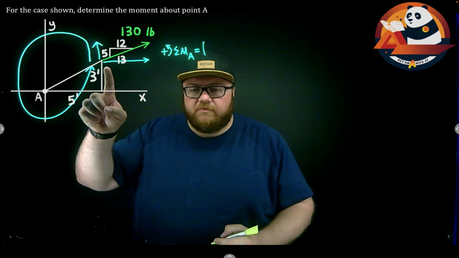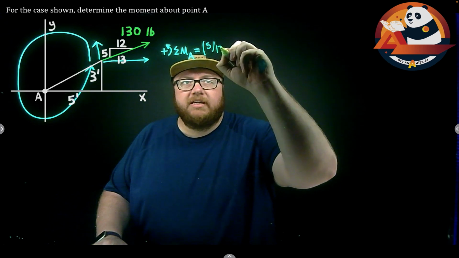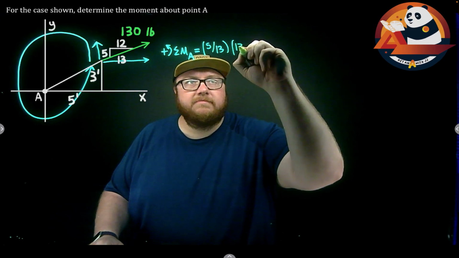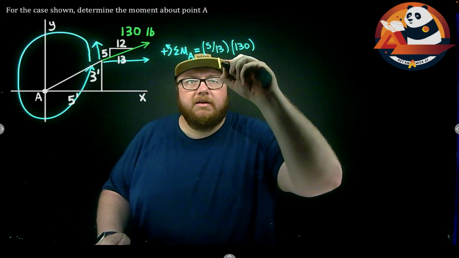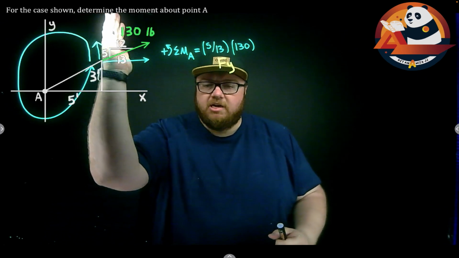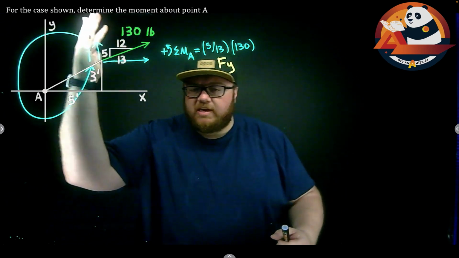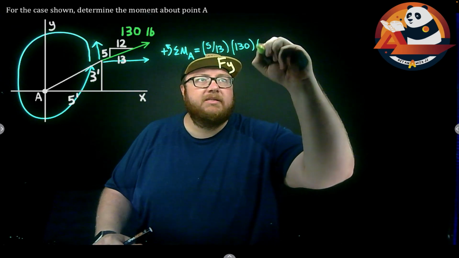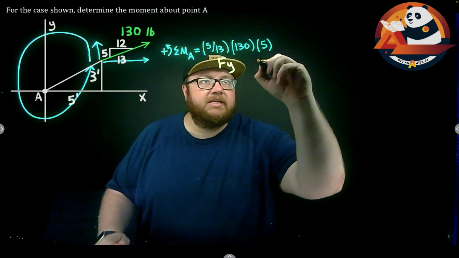The y component will be the y leg of the triangle over the hypotenuse, 5/13, times the total force, 130. That's my force in the y, Fy, which means I need to multiply a perpendicular distance from that line of action where my arm's at here over to point A. I have to move in the x direction to do that, and I'm going 5 feet for that. So times my dx, distance in the x, times 5 is dx.